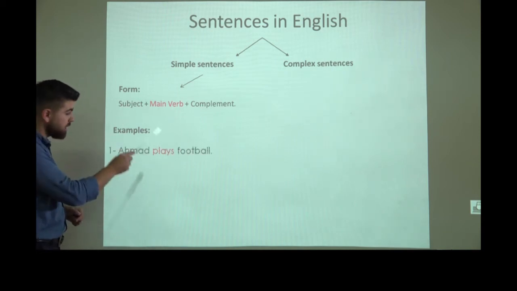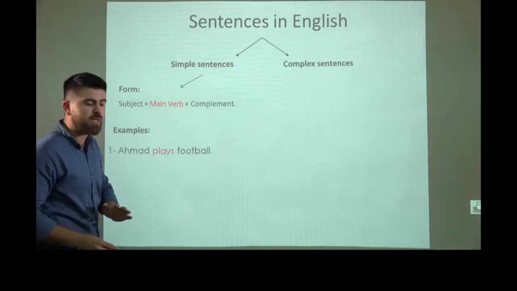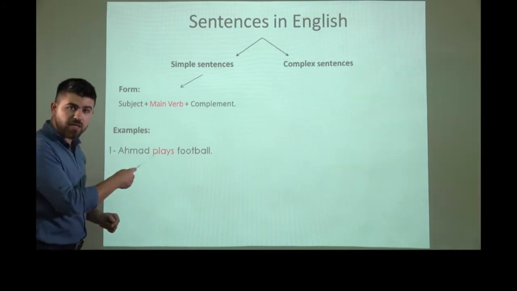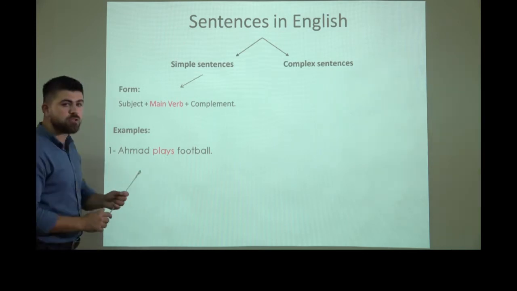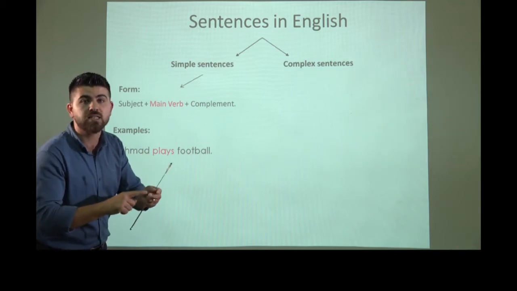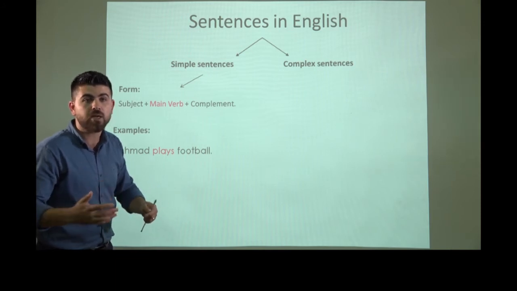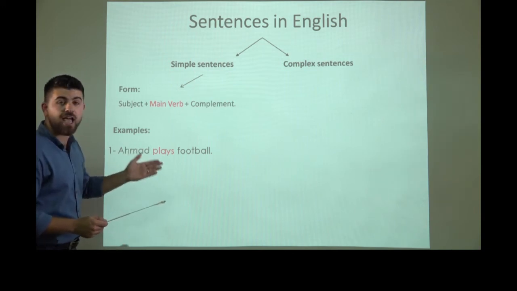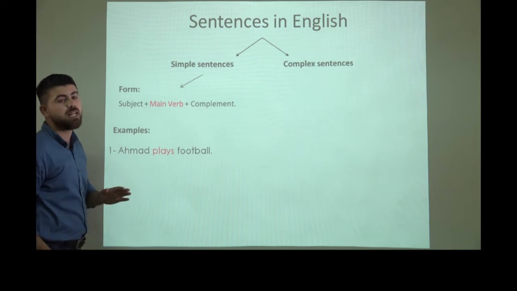Ahmed is a subject. Plays is the main verb. Football is a complement. تكملة للجملة. Okay. Ahmed plays football. Do you see an auxiliary? شايفين انتوا هون فعل مساعد helping verb? No, we don't have here is, am, are, was, were, do, does, did, have, has, had, can, could, may, might, and so on. So these words are not written here. So we don't have an auxiliary. So it is simple sentences.